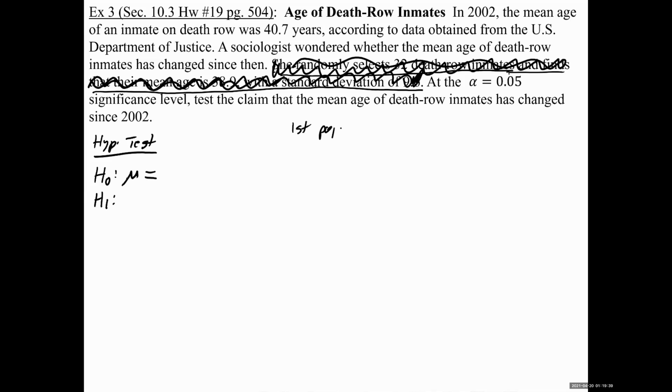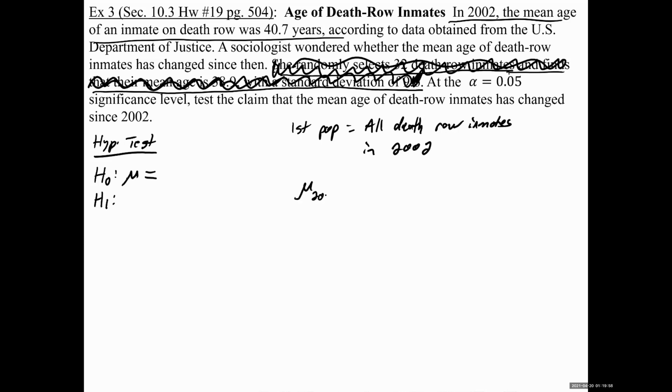First population, let's look here. In 2002, death row inmates, whatever. The first population is all death row inmates in 2002. And the average of their ages, let me go ahead and put in a 2002 here, is 40.7 years old, and no one is arguing about this average.